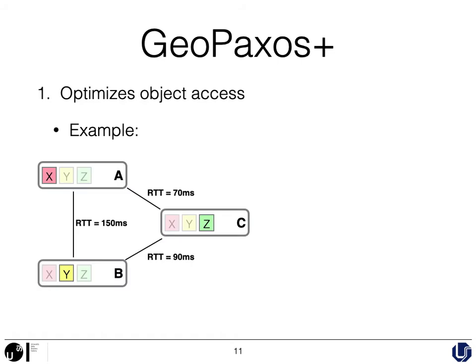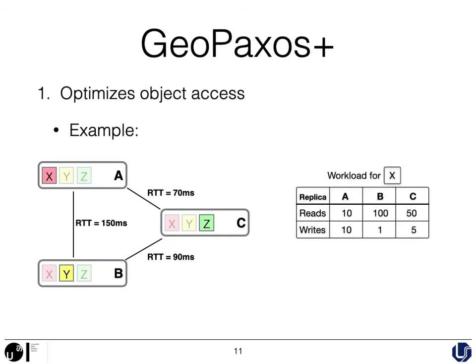In order to explain how GeoPaxos Plus works, I'll start with an example. Consider this example where we have three servers, A, B, and C. Server A, like in GeoPaxos, the previous work, is responsible for ordering object X. Server B orders commands related to object Y, and server C orders requests related to object Z. The latency, the round trip time between the servers, is also written down here.